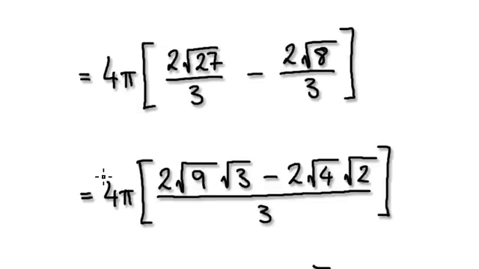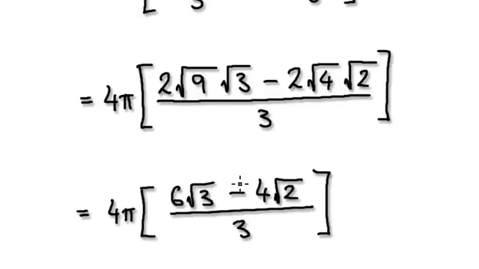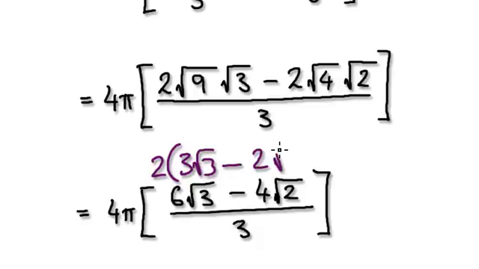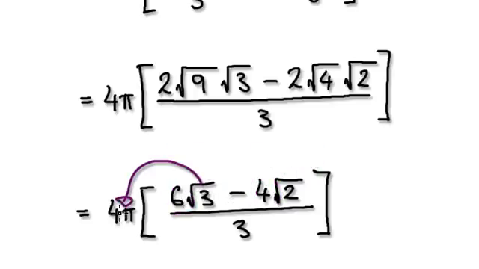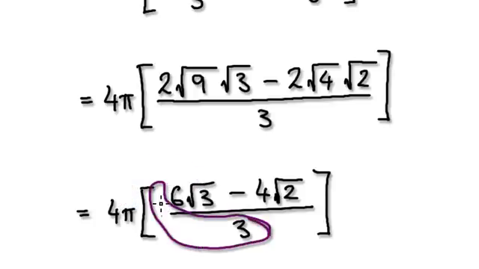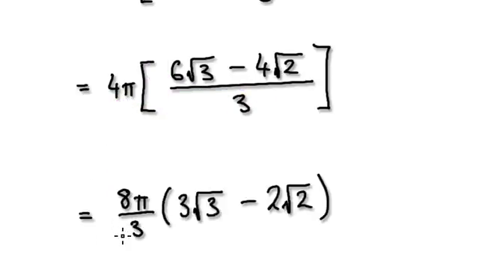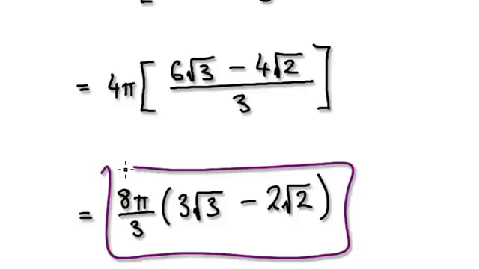So that will then give you this, and notice that here you can factorize this out. So you've got 2 bracket 3 root 3 minus 2 root 2. You can see that the 2 is in common here, so take the 2 out. So this then becomes an 8. And then take the third out as well. So it becomes this. It's not important, but it's just neater.